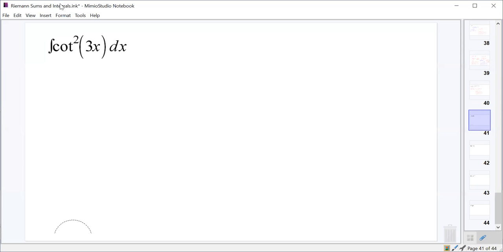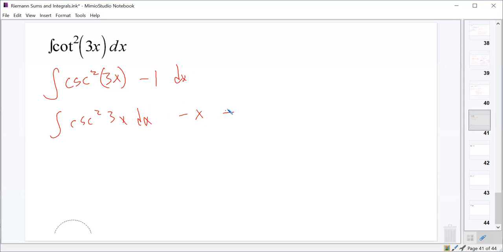Cotangent squared, right, is equal to cosecant squared minus 1, because 1 plus cotangent squared is equal to cosecant squared. So cotangent squared is equal to cosecant squared minus 1. So this becomes an integral of cosecant squared 3x minus 1 dx. And first off, we can just do this minus 1 piece, right? That's just minus x plus our constant. And then how are we going to do the cosecant squared 3x piece?